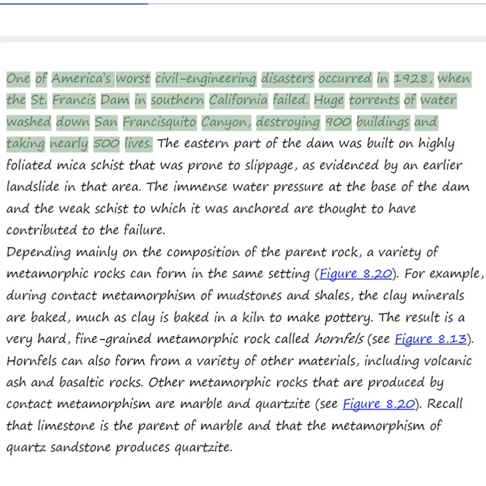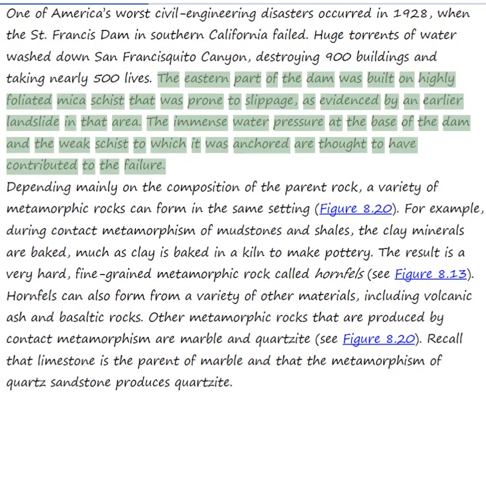Did you know? One of America's worst civil engineering disasters occurred in 1928 when the St. Francis Dam in Southern California failed. Huge torrents of water washed down San Francisco Canyon, destroying 900 buildings and taking nearly 500 lives. The eastern part of the dam was built on highly foliated mica schist that was prone to slippage, as evidenced by an earlier landslide in that area. The immense water pressure at the base of the dam and the weak schist to which it was anchored are thought to have contributed to the failure.